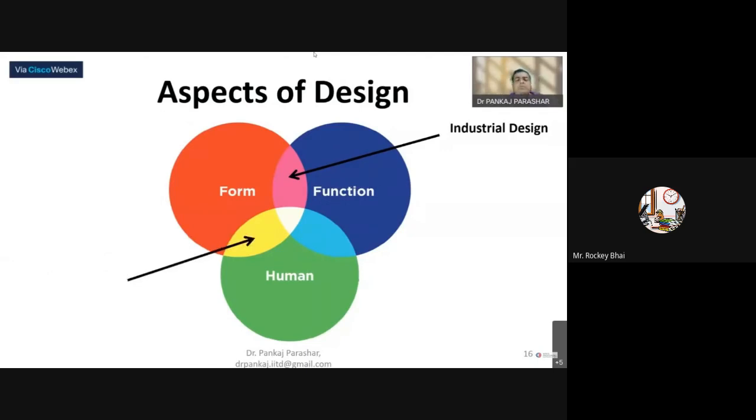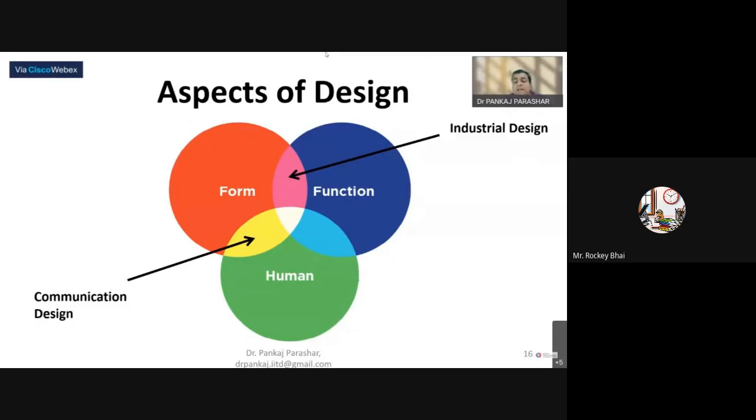Then when form and human interact, that is how this would be placed in the hands of a person. What if a child uses it? What if a differently abled person uses it? So these are all interactions of form and human, and that is called communication design. When the human communicates with the form, that is what communication design is.